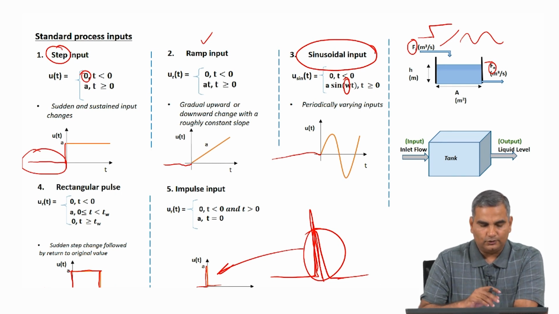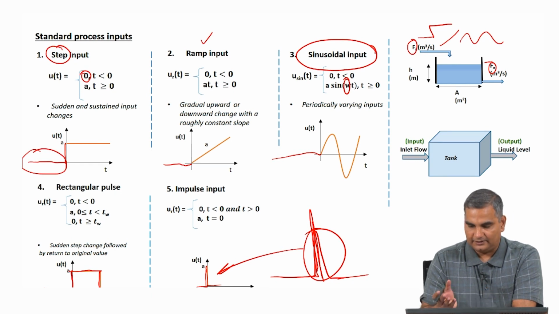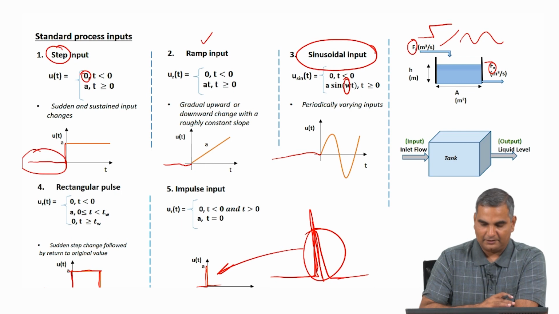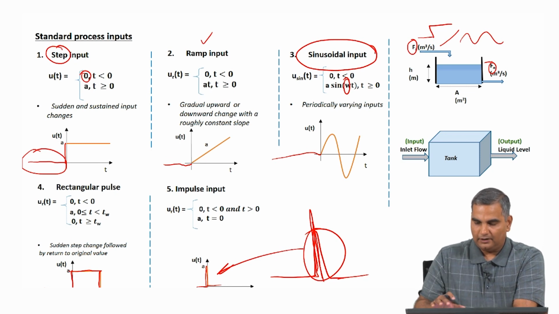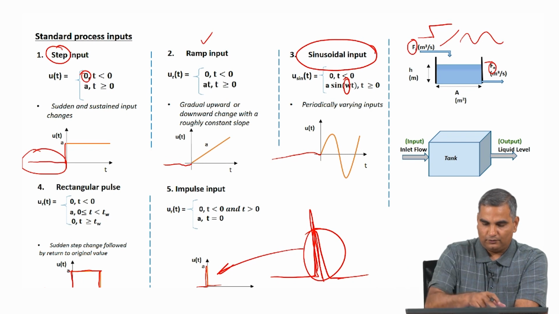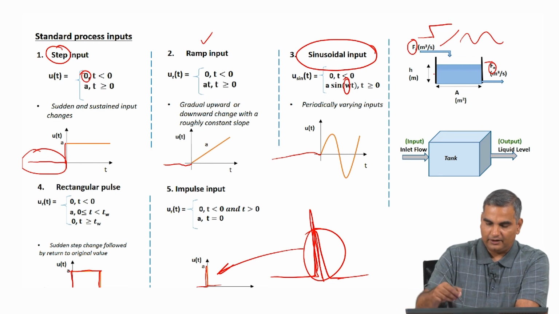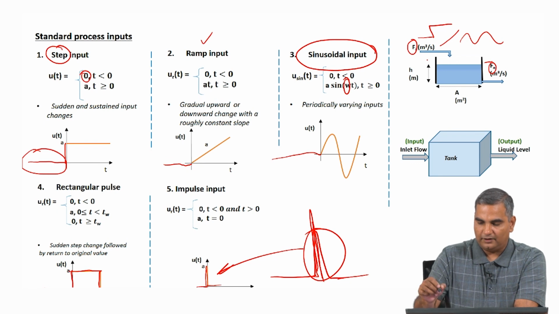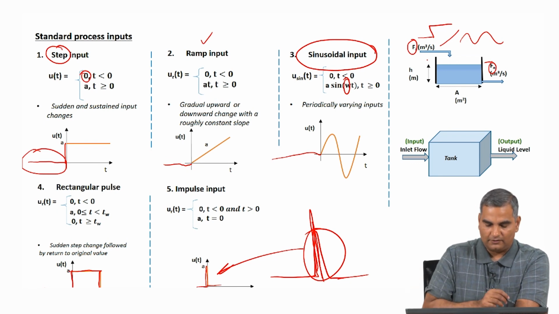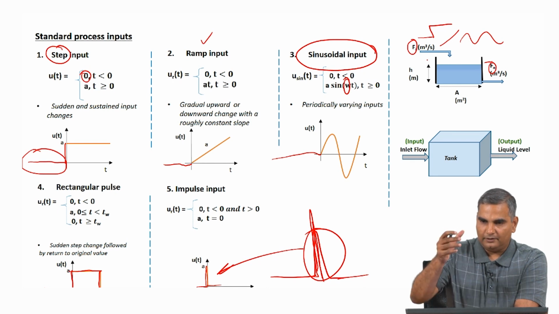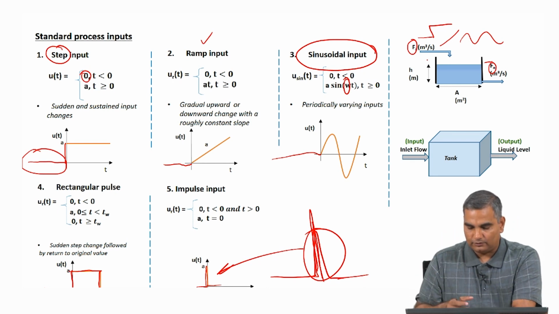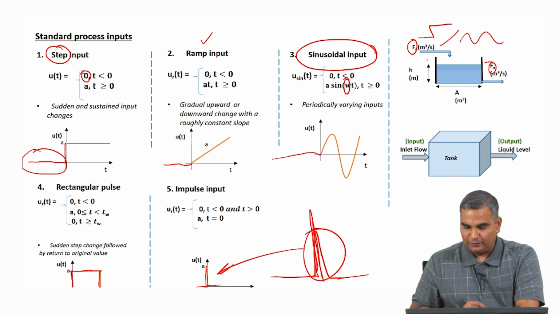Now, I do not want you to lose the connection between the physics or the engineering system and the mathematics. If I suddenly step up the input flow, that is a step input. If I am slowly ramping up the input flow, that is a ramp. If this flow is increasing, decreasing, increasing, decreasing in a periodic sinusoidal fashion, that is the sinusoidal input. For a rectangular input, I suddenly increase the flow, hold that value for a while and suddenly decrease it back to the original value. For impulses, I suddenly open and have a lot of flow going and quickly close. So, that is an impulse.